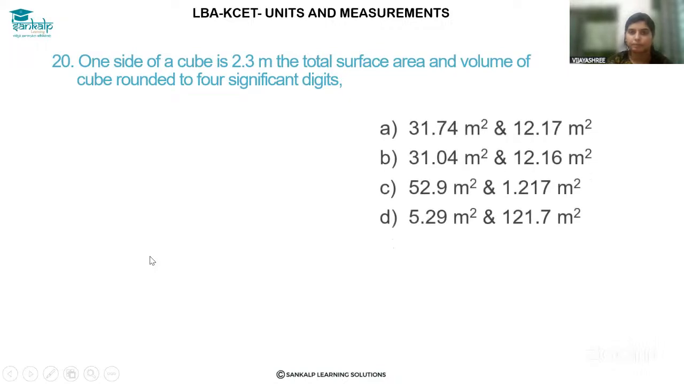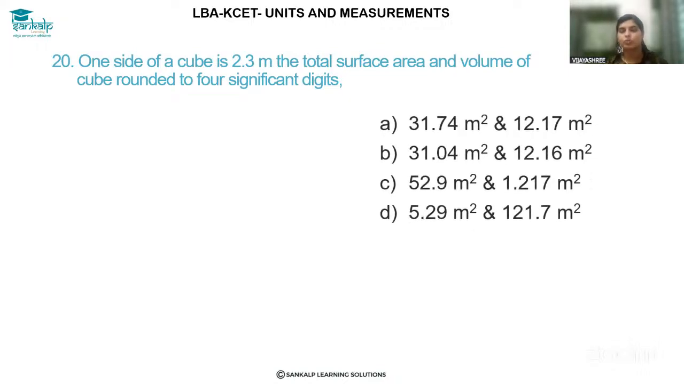Options. Option A, 31.74 meter square and 12.17 meter square. Option B, 31.04 meter square and 12.16 meter square. Option C, 52.9 meter square and 1.217 meter square. And option D, 5.29 meter square and 121.7 meter square. Okay, so we need to identify both surface area and volume rounded to 4 significant digits.